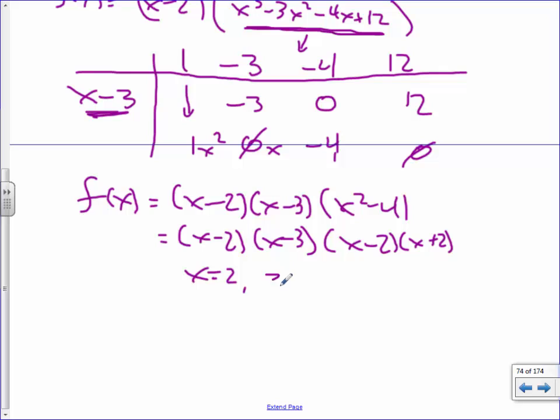So it looks like 2 should work. It looks like 3 should work. It looks like 2 should work again, so that doesn't have anything new. And it looks like minus 2 should have worked. Those are our x-intercepts or roots or whatever you want to call them.